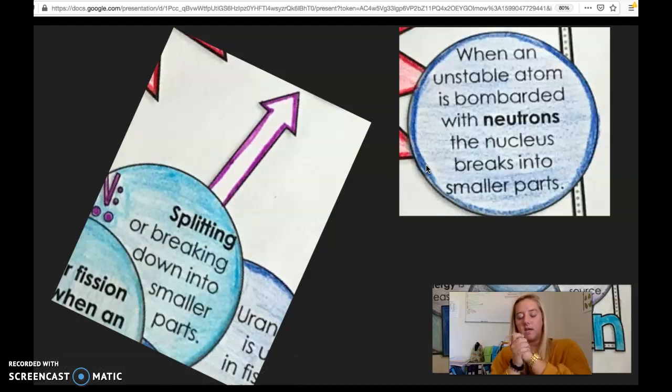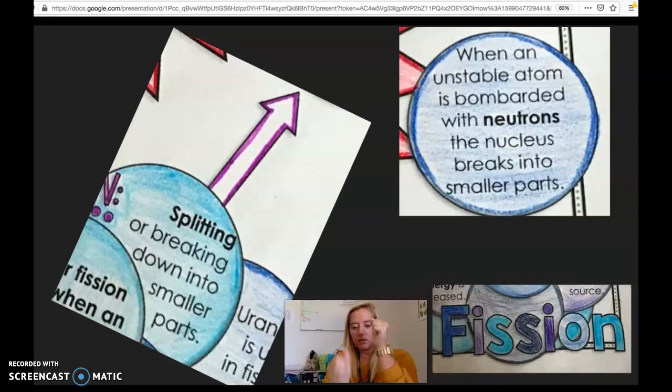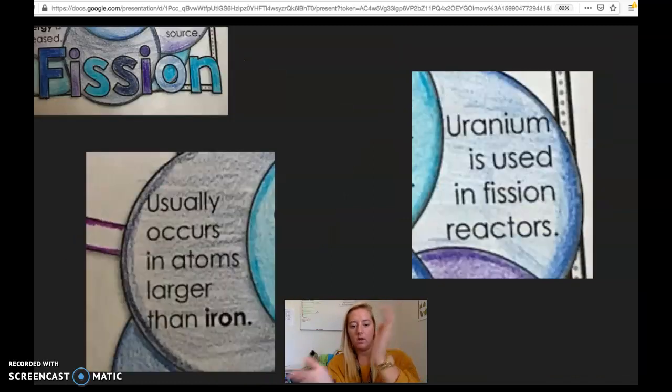So what this is saying is that the fission of molecules doesn't just happen naturally. We actually shoot little neutrons at it again and again and again until the atom eventually breaks apart. This usually occurs in atoms larger than iron. Remember, we saw that graph a couple slides ago. We'll go back to it in a second.